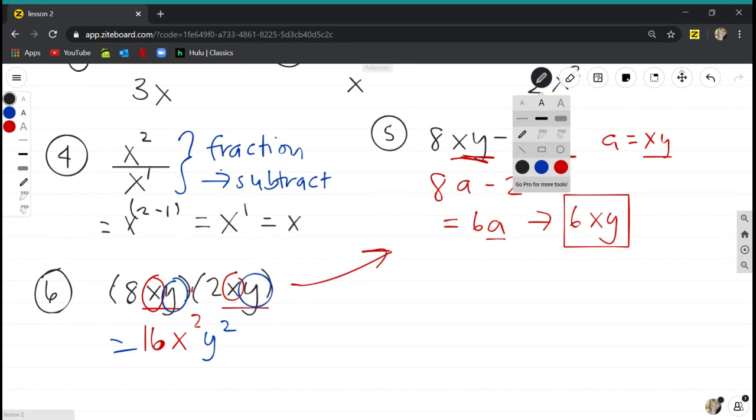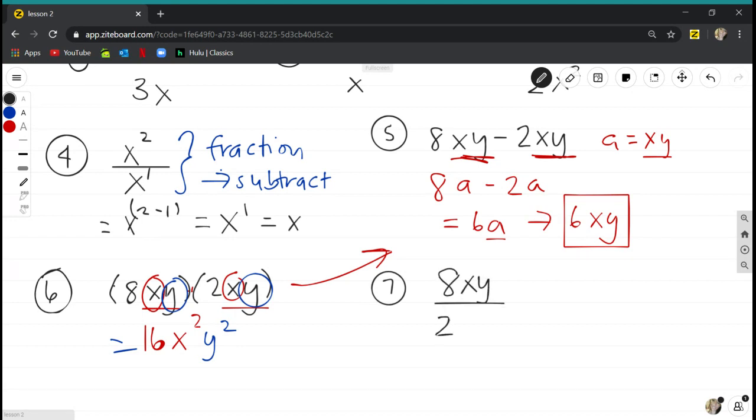Okay, let's go ahead and do another one just to help you out a little bit. So what about this one? 8xy over 2xy. Remember, when they're fractions, you divide them, and then you subtract the exponents. So 8 divided by 2 is 4, and then for x it's 1 minus 1, and for y, 1 minus 1. So this would be 4, x to the 0, and y to the 0.